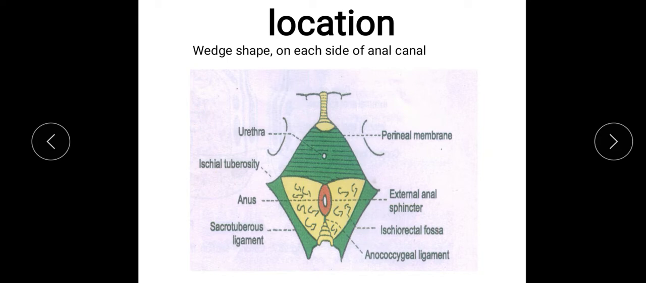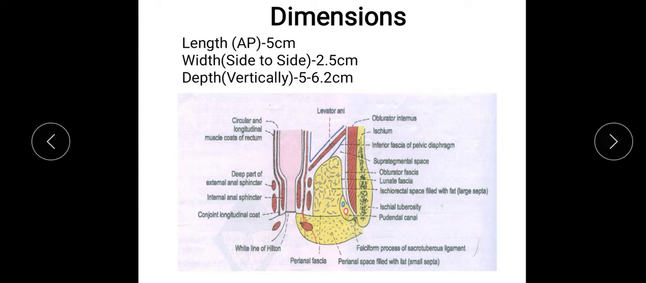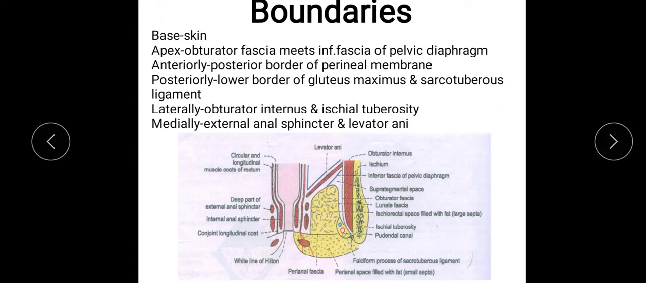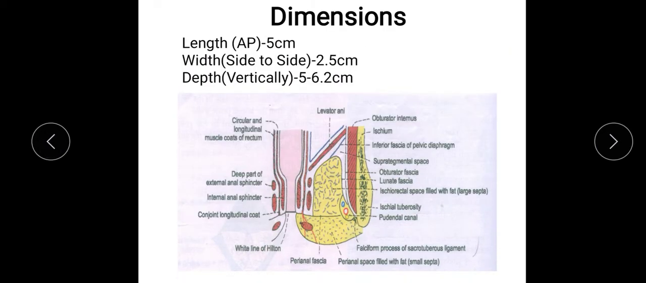Location. The ischial fossa or ischiorectal fossa is a wedge-shaped space on each side of the anal canal below the pelvic diaphragm. It has a base, apex, medial wall, lateral wall, anterior boundary, and posterior boundary. Then the dimensions.